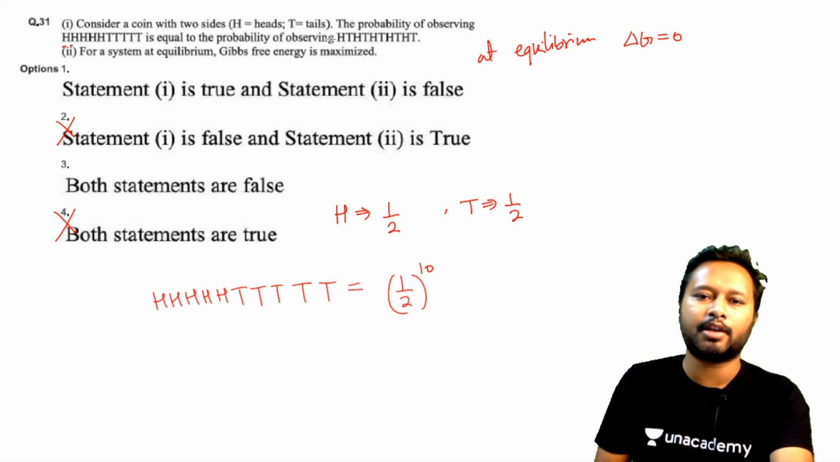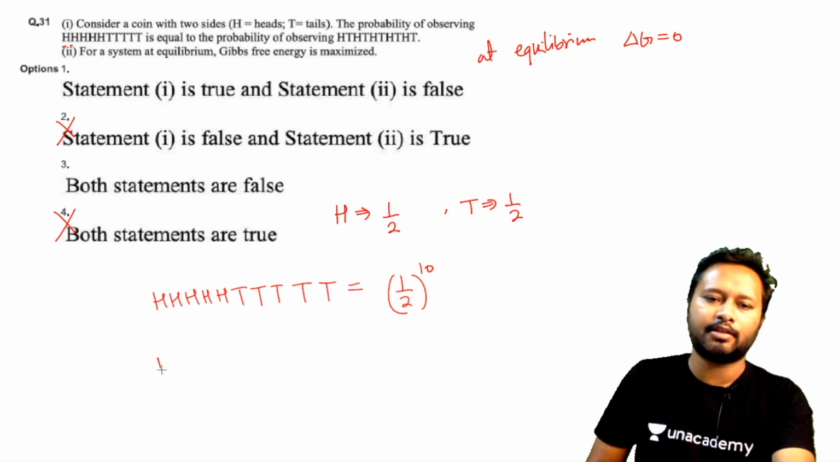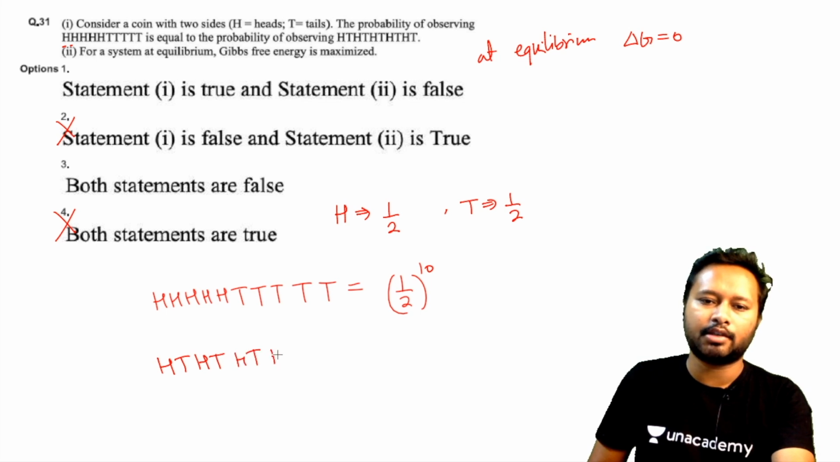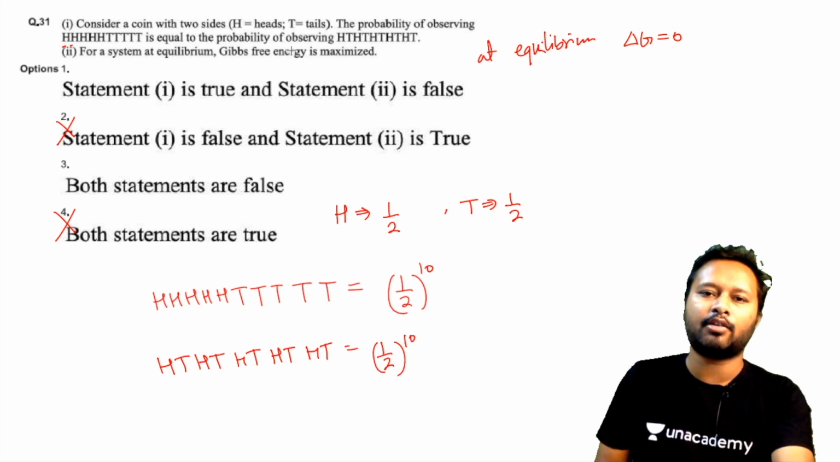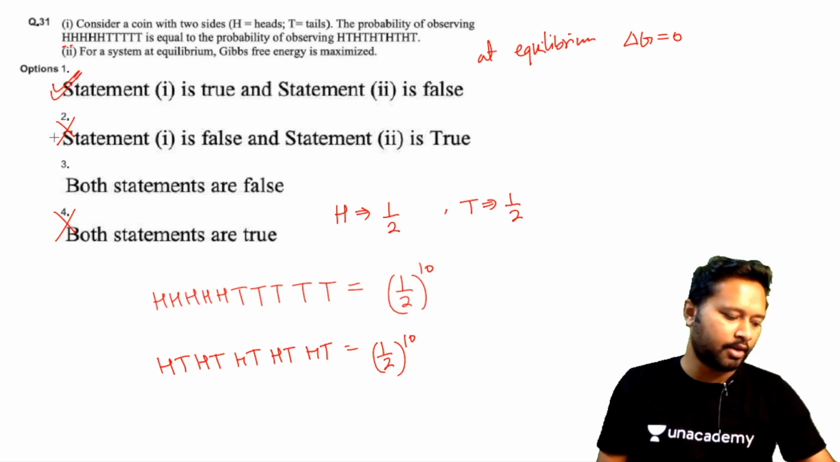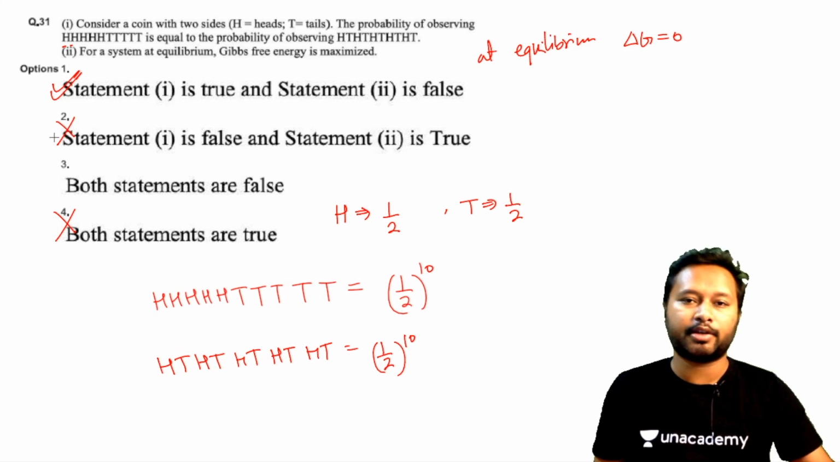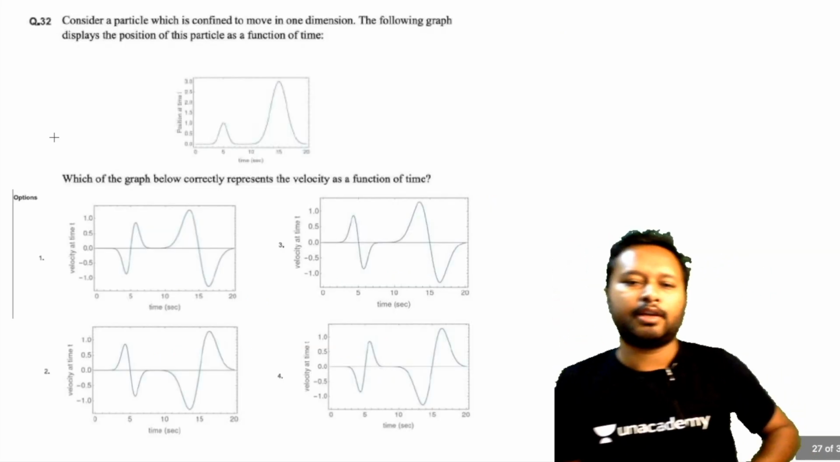Similarly, when you do it for H T, the same thing will be observed here. Again half for H and half for T, 10 times, so again the same thing. So the probability of observing both of them is exactly the same, which is why statement number 1 is the correct statement. Okay, let's see the next question.